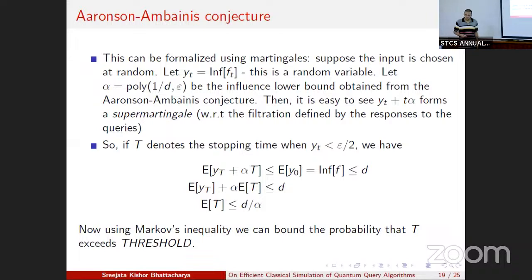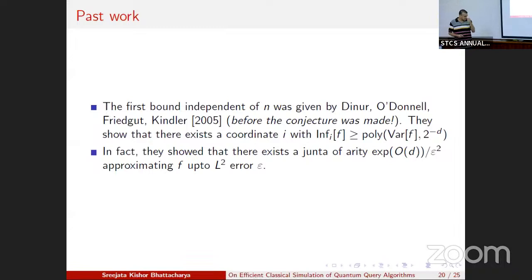So I have only 5 minutes remaining. I will just explain some of the work done recently. The first surprising fact is that there does exist a lower bound on the max influence that does not depend on n. The first such lower bound was given by Dinur, O'Donnell, Friedgut, and Kindler, and this was actually before the conjecture was made. And actually, they gave a junta for approximating f, not just a decision tree. So we have to convert this junta into an adaptive decision tree with polynomial size.